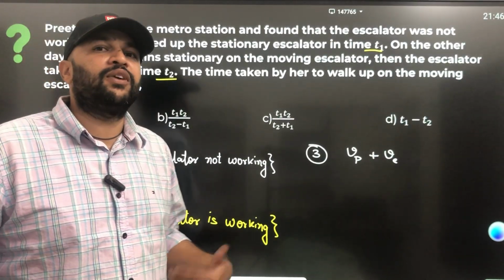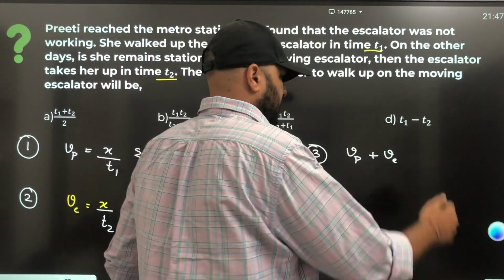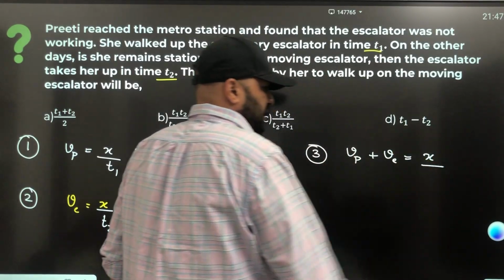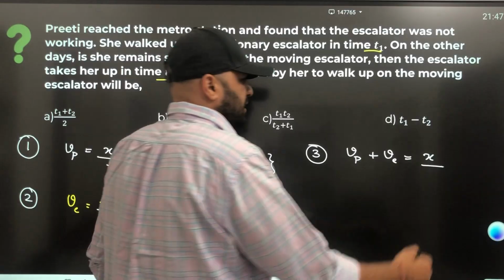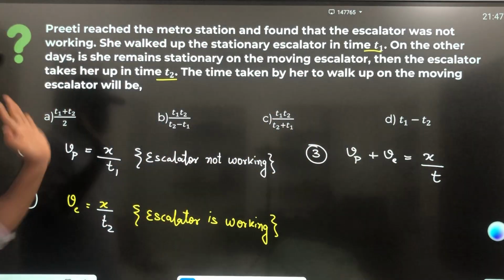Because I am the part of the system. So when I'm the part of the system, we both are moving with the same speed. And in that case, it will be moving the same distance x, and this time let's say she is taking the time t. Okay, let me give you a recap of the whole scenario.